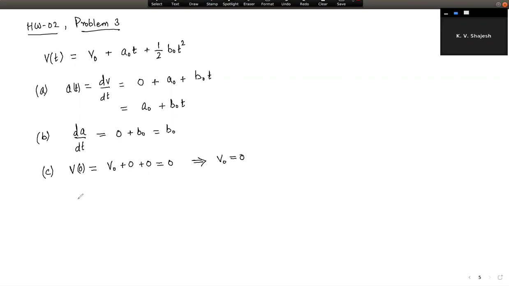So our velocity as a function of time with this realization or with this deduction means the first term is 0. So it is simply a naught t plus half b naught t squared. We have got rid of one of the parameters in that sense, or it doesn't contribute in this particular scenario.